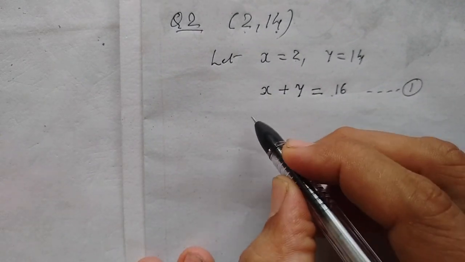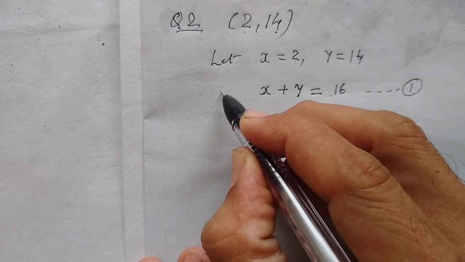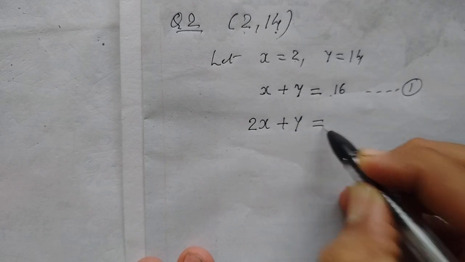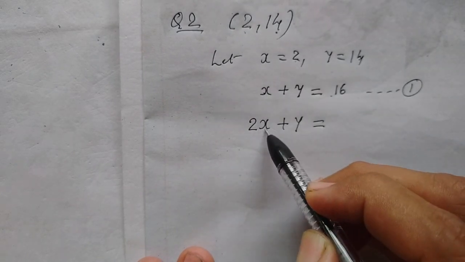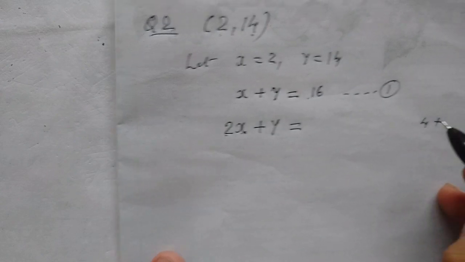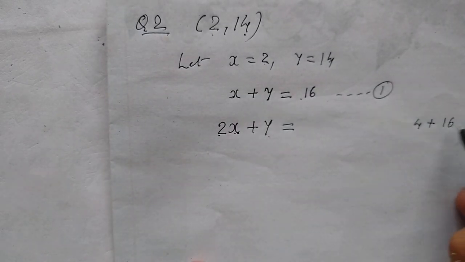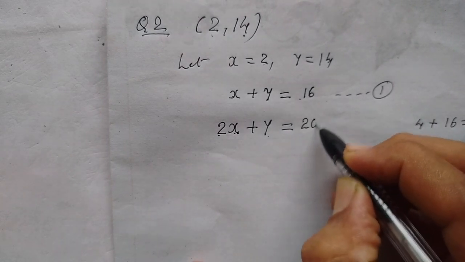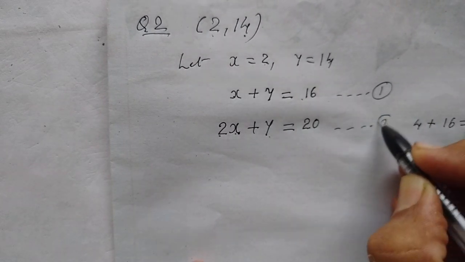Let us take another equation children, because 2 equations are asked. Suppose we write 2x plus y. Children, orally you can do here: 2 you put here, so 2 into 2, 4, plus y equal to 16. So it is 20. So put here 20 children. This is our second line.